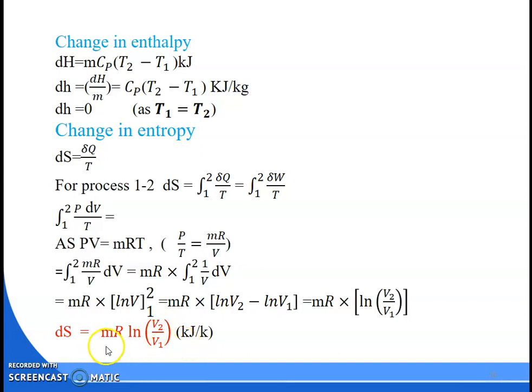For constant pressure process, mCp ln V2 by V1. Constant volume, mCp ln V2 by V1. For isothermal or constant temperature process, mR ln V2 by V1.